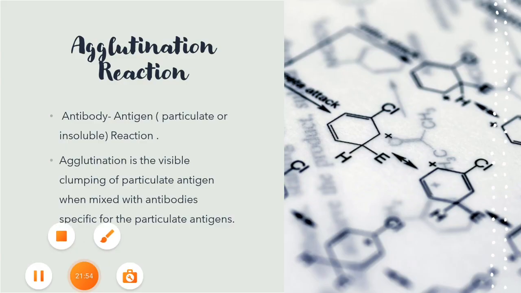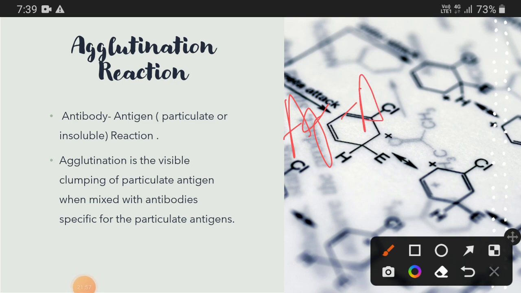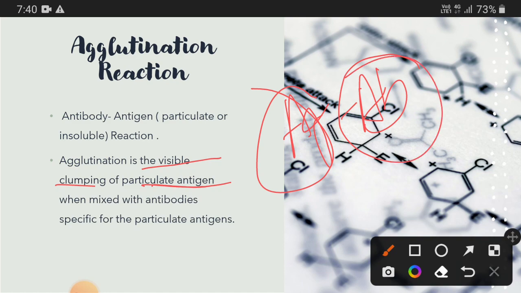So what have we learned? We have learned today that an antigen-antibody reaction results in agglutination only when the antigen is particulate or insoluble. This reaction leads to the formation of visible clumping of antigen. Antibodies that agglutinate this kind of antigen are known as agglutinins. And if our antigen is an erythrocyte, then that antigen-antibody reaction is known as a hemagglutination reaction.